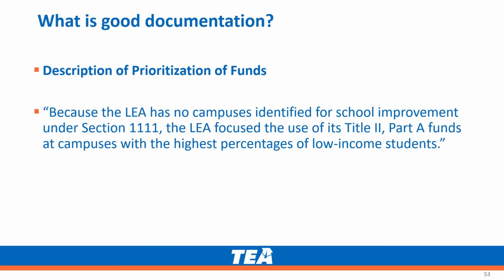So what is good documentation? Here we have a description of prioritization of funds. Because the LEA has no campus identified for school improvement under Section 1111, the LEA focused the use of the Title II Part A funds at campuses with the highest percentages of low-income students.